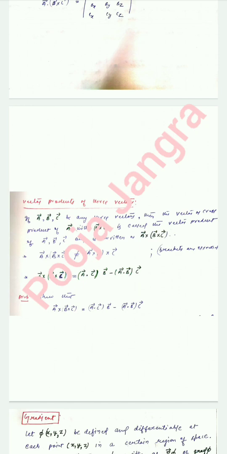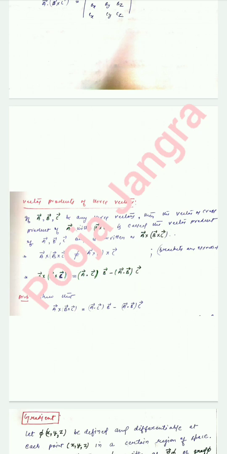The properties of vector product of three vectors are: first property, A cross (B cross C) is not equal to (A cross B) cross C, and the next property is A cross (B cross C) is always equal to (A dot C) B minus (A dot B) C. You can learn this formula from one method.